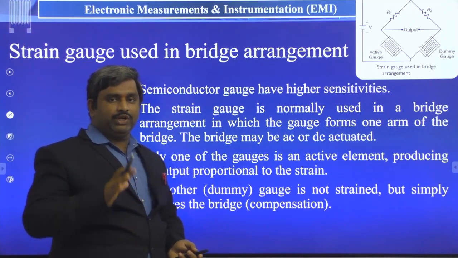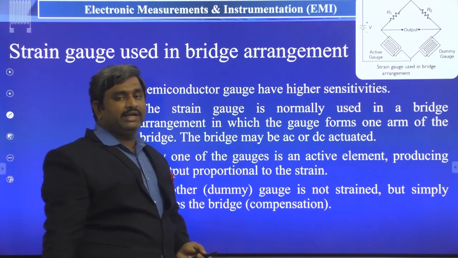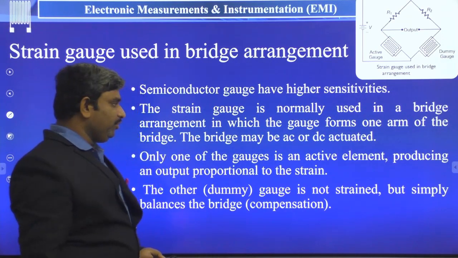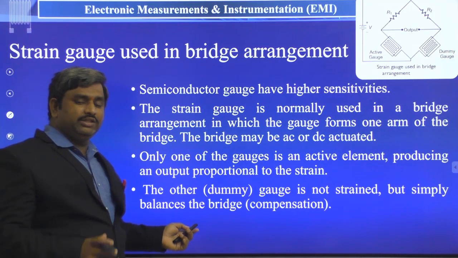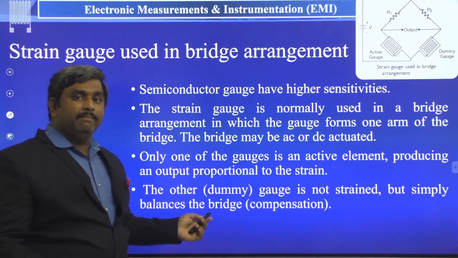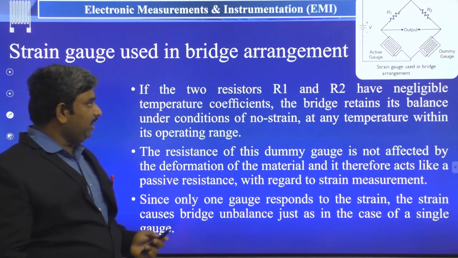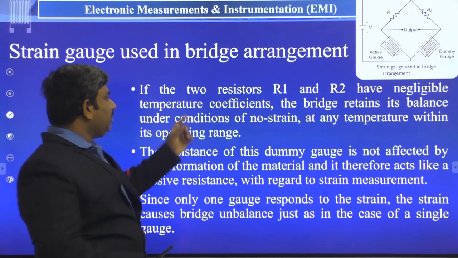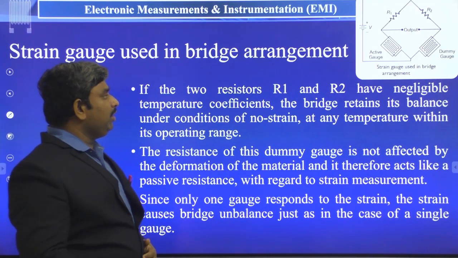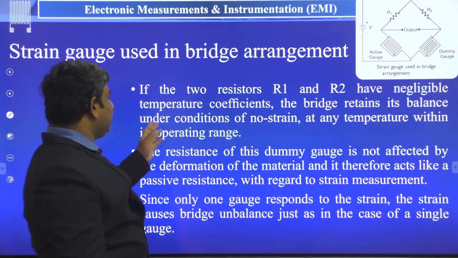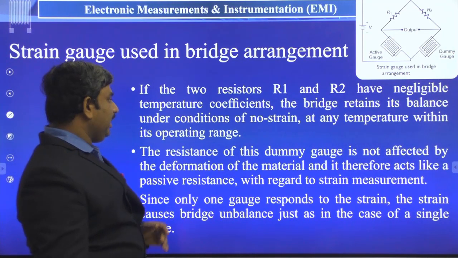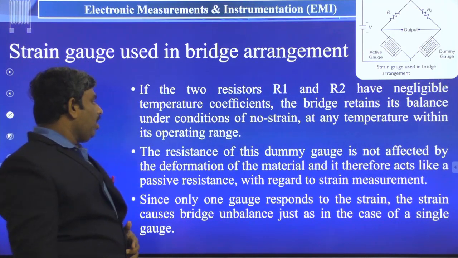So in the active strain gauge only we are applying force. In the dummy strain gauge we are not applying any force, it is just there. Generally, this type of dummy gauge we are taking for balancing the bridge. If the two resistors R1 and R2 have negligible temperature coefficient, the bridge retains its balance under conditions of no strain at any temperature within the operating range.